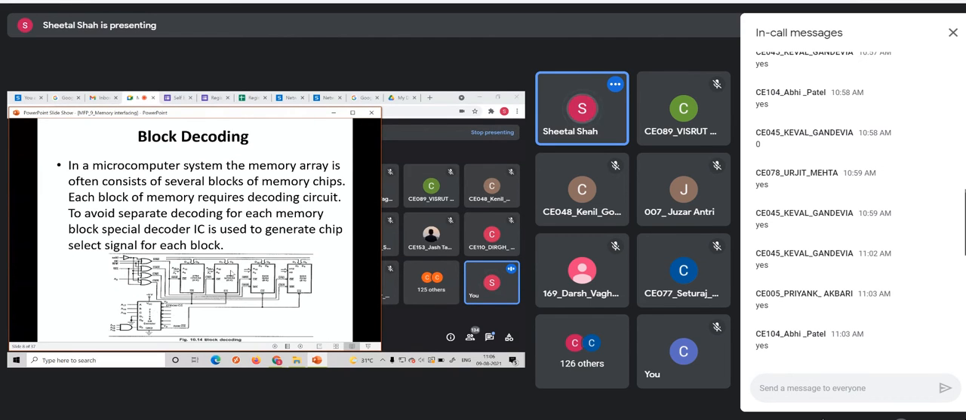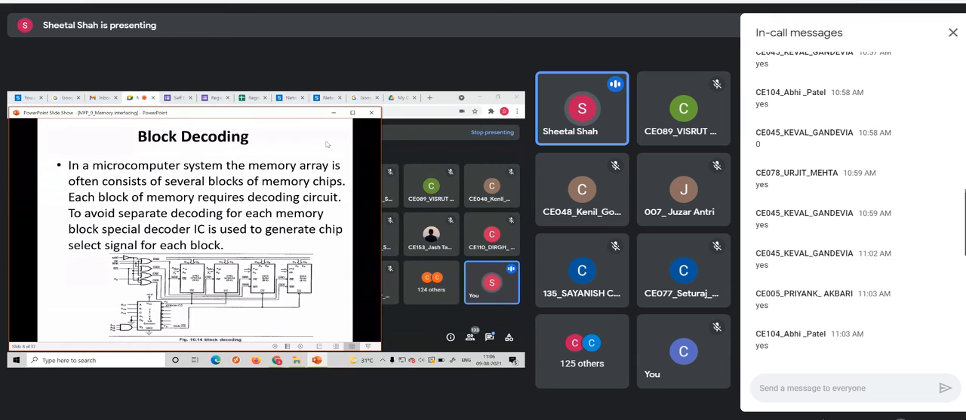The next is the block decoding. Okay. So here in this block decoding, we are using the decoder circuits. So you might have studied about the decoders, 3x8 decoder or 4x16 decoders, etc. So a single decoder can be used as a chip select for multiple ICs or for a multiple set of ICs. So hence it is known as block decoding.